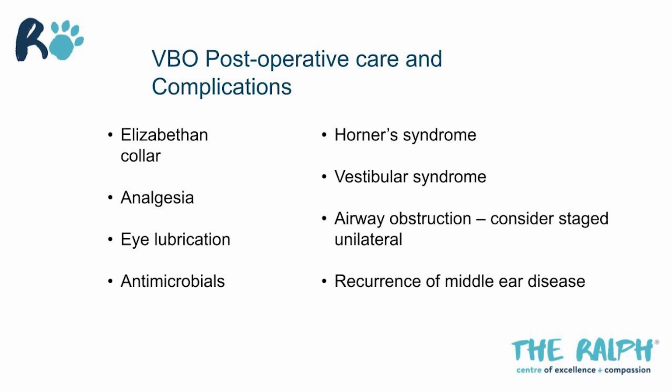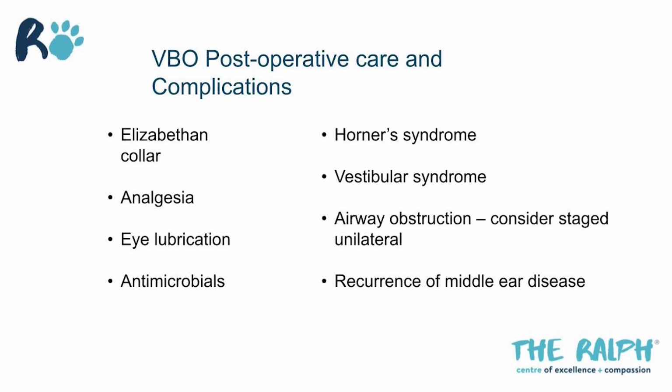Post-operative care: Elizabethan collar, of course, in the cats, soft food, analgesia, opioids to start with, then non-steroidal anti-inflammatories. Eye lubrication. With the VBO, we don't have facial nerve paralysis as high as you would expect for the TECA. So I haven't seen personally a facial nerve paralysis, although it's reported in the textbooks as a complication. And then antimicrobials: after you have collected your bacteriology swab at the end of the procedure, after lavaging everything and removing the epithelium, you can prescribe the appropriate antibiotics if needed.